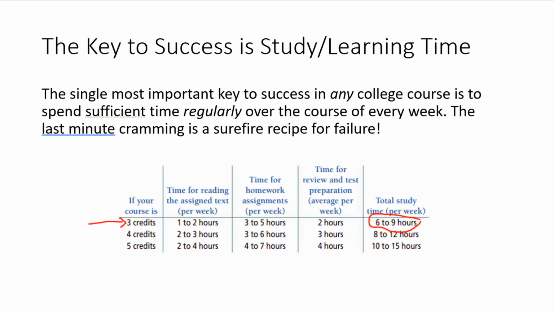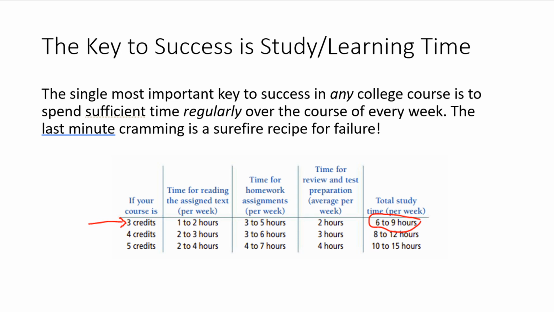So now, the key to success is the study and learning time. The single most important key to success in any college course is to spend sufficient time regularly over the course of every week. In the same manner that you would not expect to get fit and stay fit by working out 8 hours on Saturday, getting it all done and not doing anything else for the rest of the week, that's about how effective it is to relegate studying mathematics to 1 or 2 days a week. It needs to be done regularly. The last-minute cramming is a surefire recipe for failure.